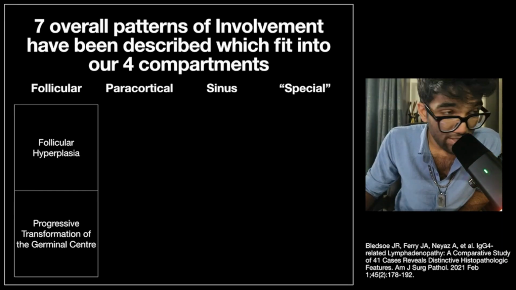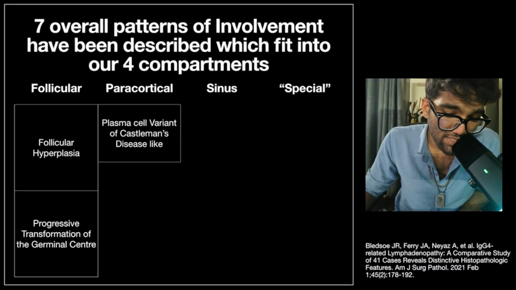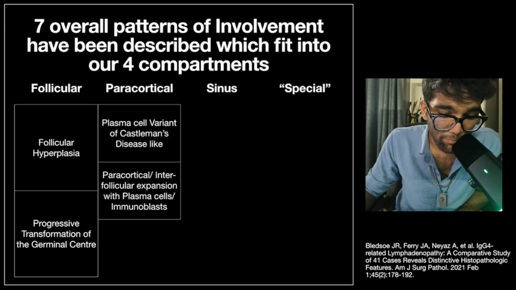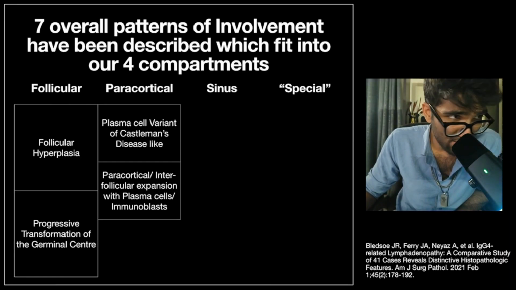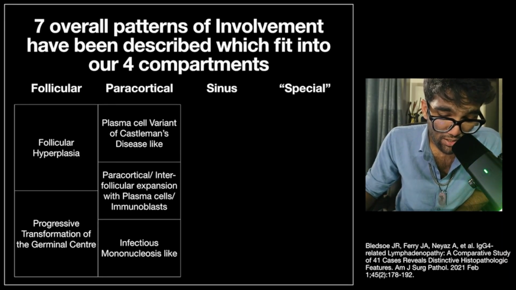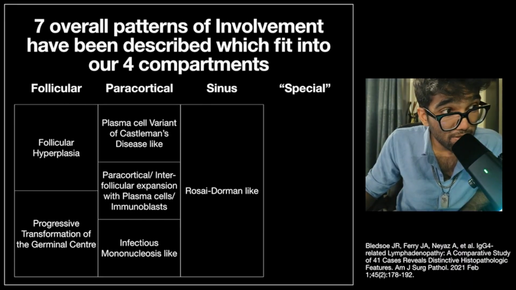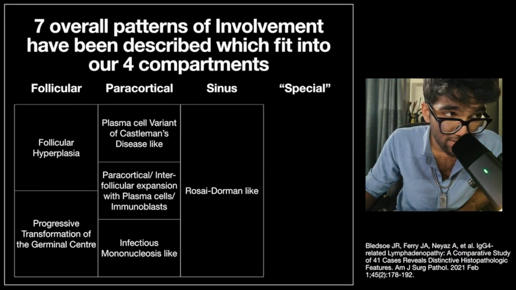So there can be follicular hyperplasia, there can be progressive transformation of the germinal center, there can be a plasma cell variant of Castleman's disease-like expansion of the interfollicular cortex and the paracortex. Then you can have paracortical or interfollicular expansion of plasma cells or immunoblasts. Immunoblasts are just activated T or B cells. Okay, I'm going to discuss the morphology subsequently. It can be infectious mononucleosis-like, where there are multiple immunoblasts, atypical looking lymphocytes. Then it can be a sinus pattern disease, that is Rosai-Dorfman-like disease.